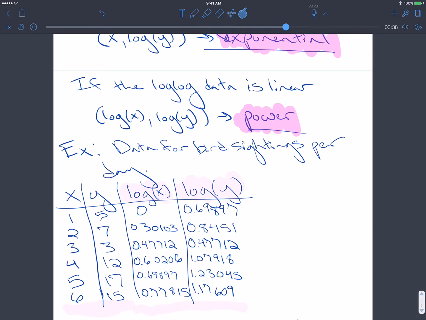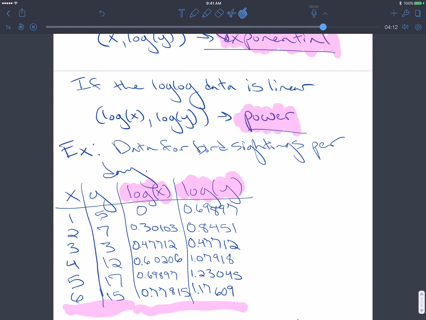In order to determine what fit to use, you would just take the log of your x values and the log of your y values and create additional columns for those. All the data that's entered in these columns came from just taking the logarithm of what's in these columns, and translating over. Log of 1 is 0, so log of x is 0. The log of 5 is 0.69897, so log of y is 0.69897. And you just fill in your table.